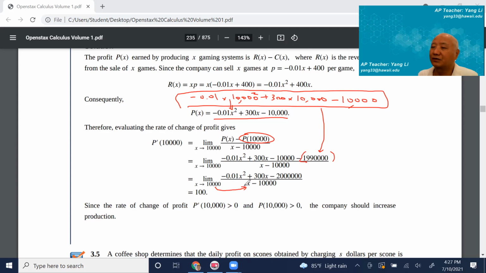X equals 10,000, because 10,000 makes the denominator zero, no good, right? So what we're going to do is this. Generally, we go this way. We can factor the negative 0.01 out first. So we factor the negative 0.01 out.